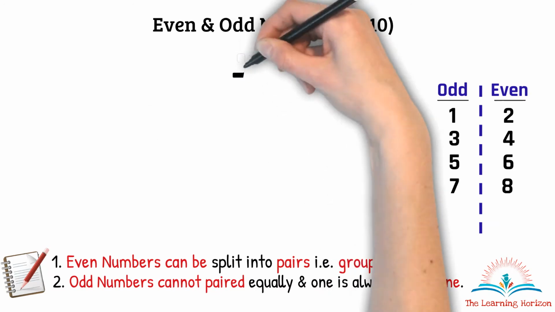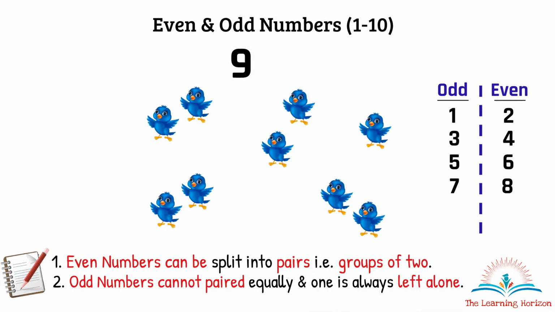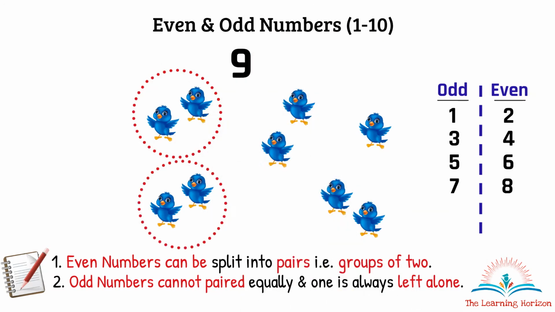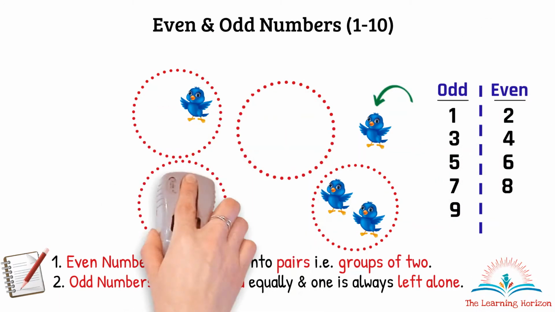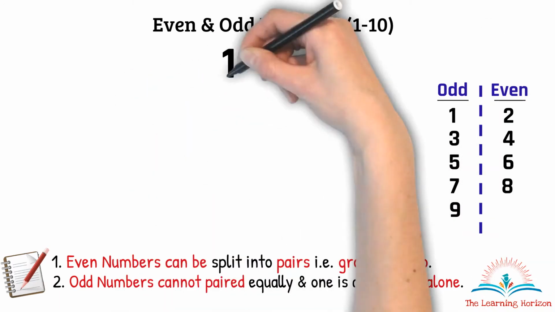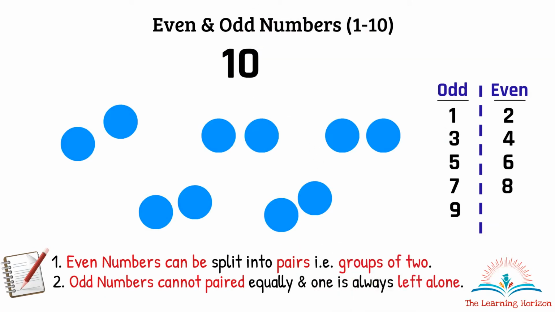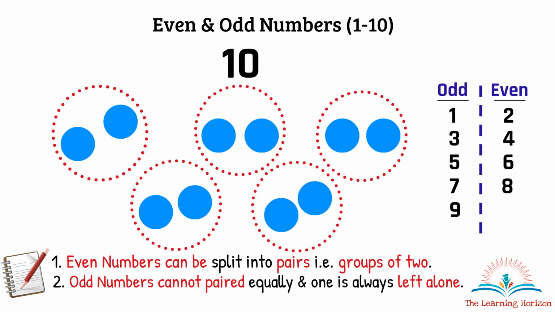Number 9. 9 birds. Groups of 2. 1 left. So 9 is an odd number. Number 10. 10 dots. Groups of 2. Nothing left. So 10 is an even number.